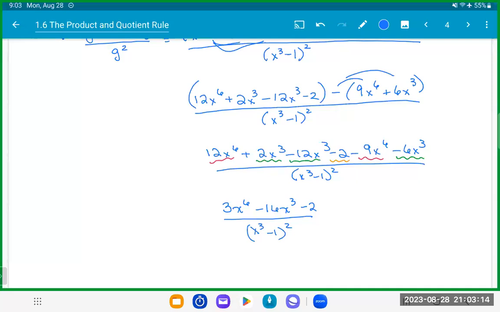Okay. And if you're curious, the denominator expands out to x to the 6 minus 2x cubed plus 1, but either of those are acceptable. Okay. Questions?